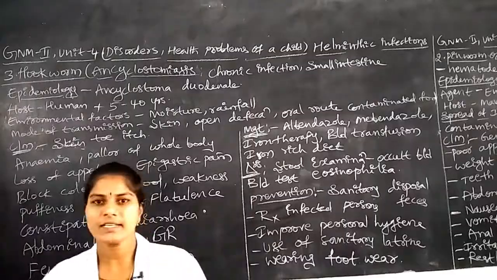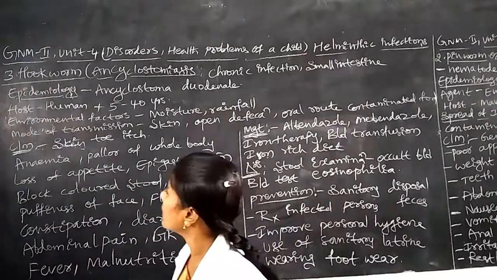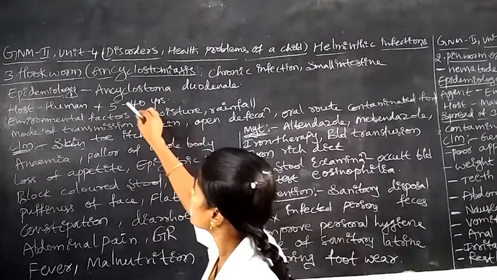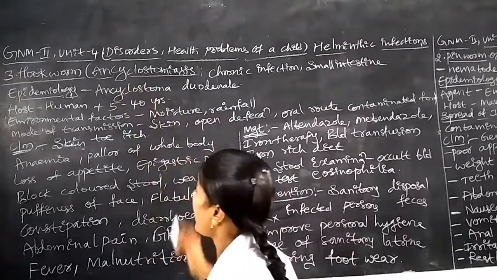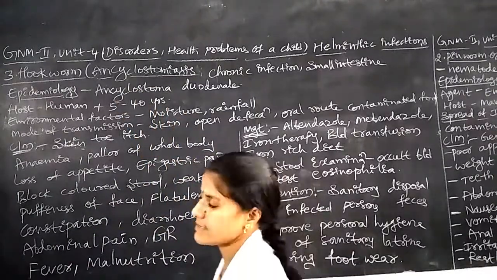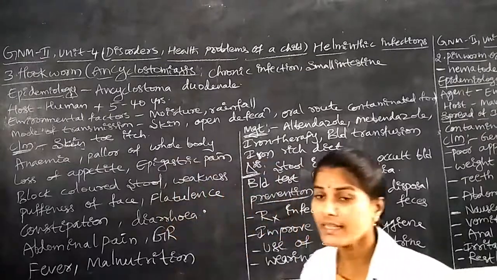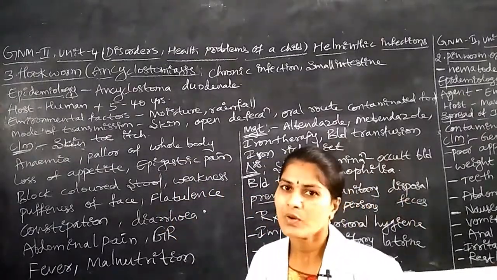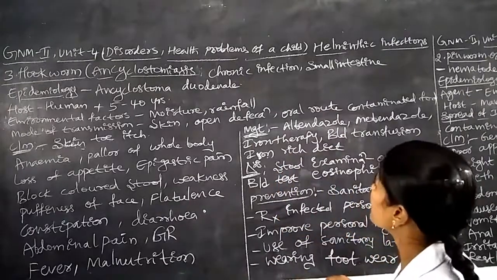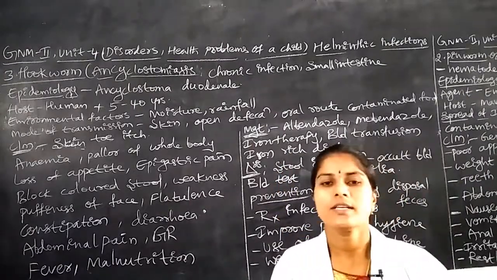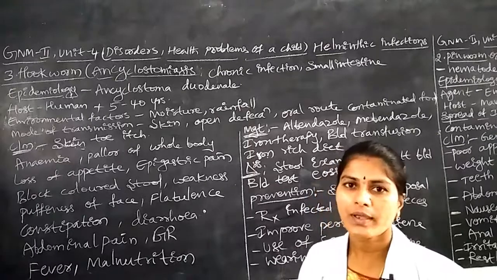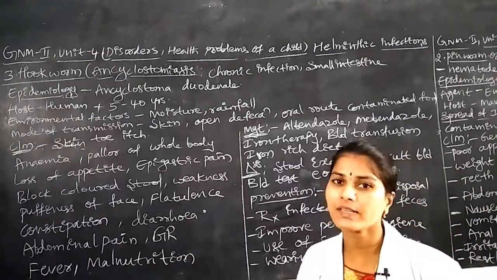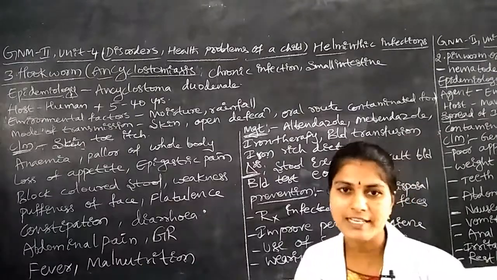Another new condition we are going to discuss is hookworm. Another name is ancylostomiasis. It is one of the chronic infections. The disease especially affects the small intestine. And now we are going to discuss the epidemiology of hookworm infections.